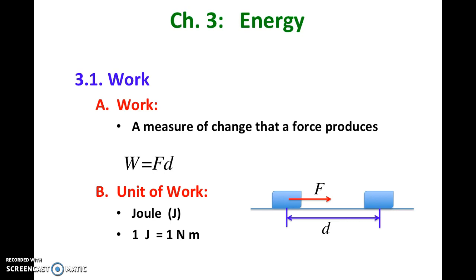For force F to move an object to cover distance d, the work done by the force is W equal Fd, F times d. Work is a scalar quantity, and its unit is joule, shortened by J, with 1 J equal 1 Newton meter.